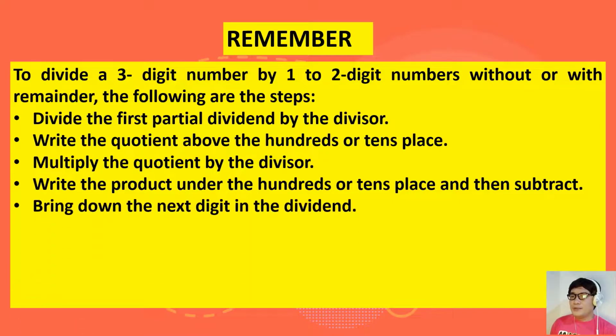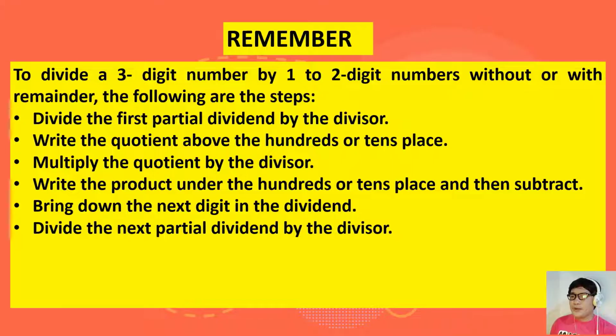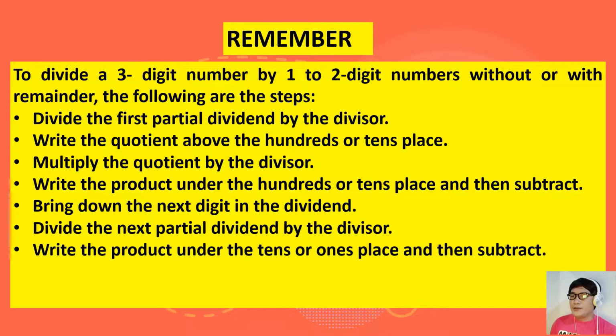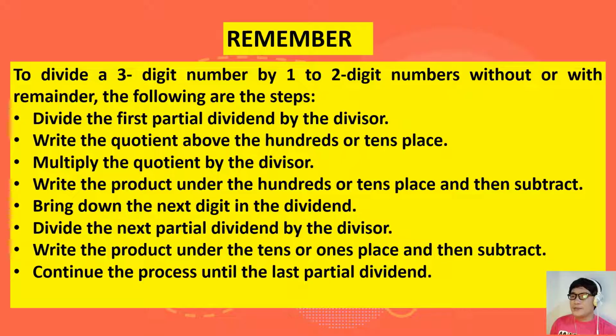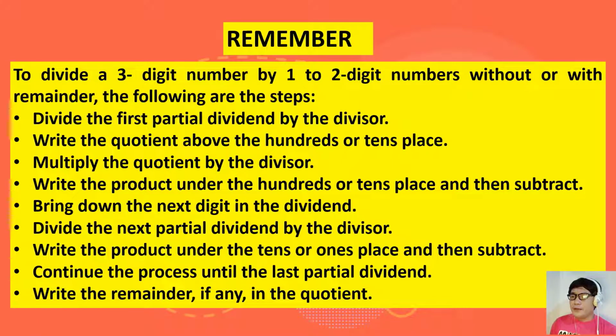Bring down the next digit in the dividend. Divide the next partial dividend by the divisor. Write the product under the tens or ones place and then subtract. Continue the process until the last partial dividend. Write the remainder, if any, in the quotient.